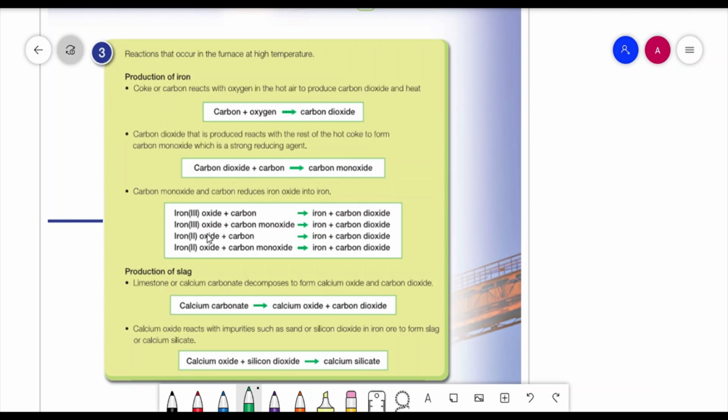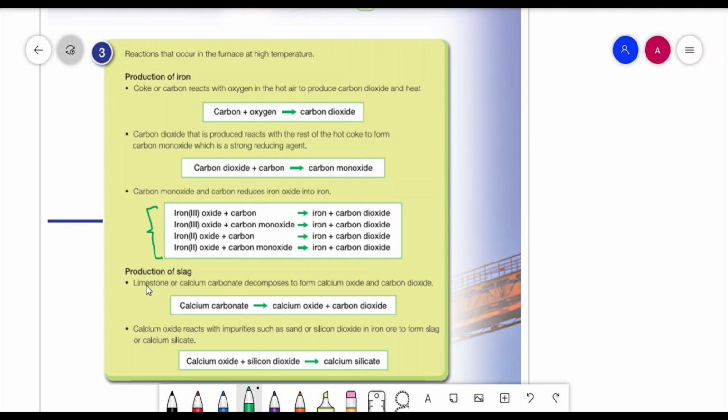Iron(III) oxide can be reduced by carbon monoxide to form iron and carbon dioxide. Iron(II) oxide can be reduced by carbon to form iron and carbon dioxide. Iron(II) oxide can be reduced by carbon monoxide to produce iron and carbon dioxide. So these are the ones that are important for students to remember. Reduction of iron oxide by carbon.